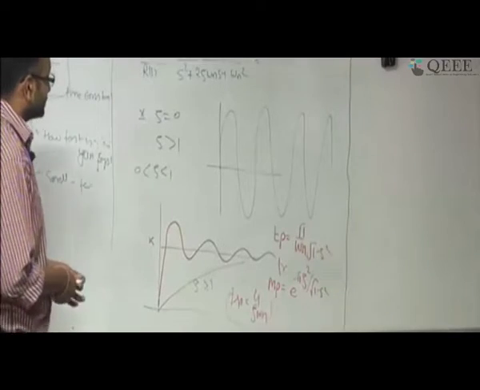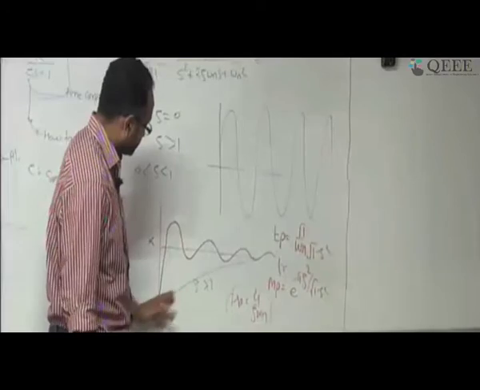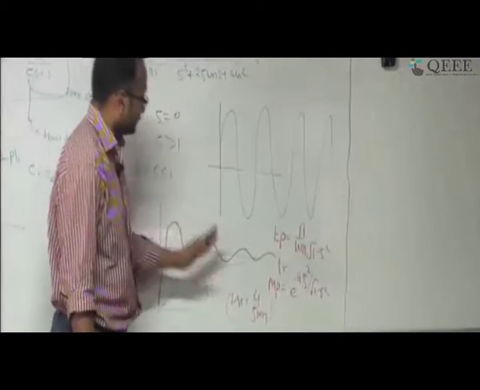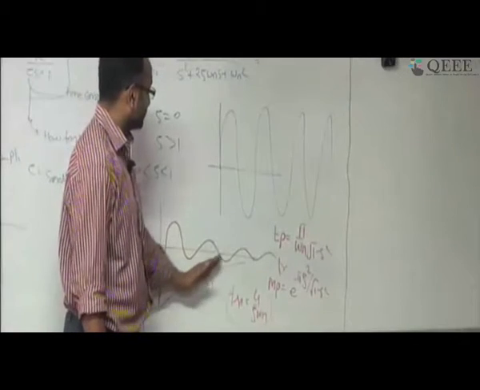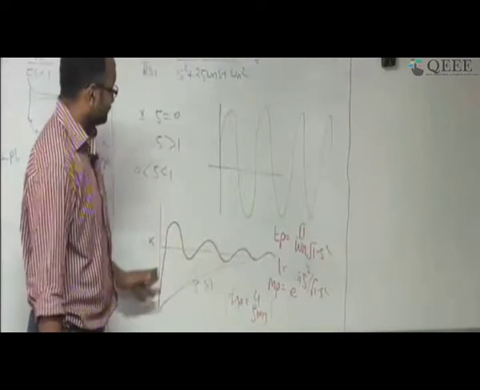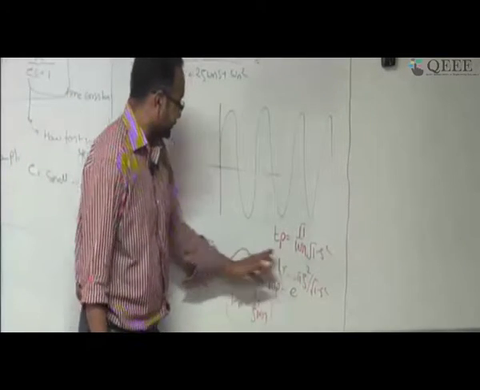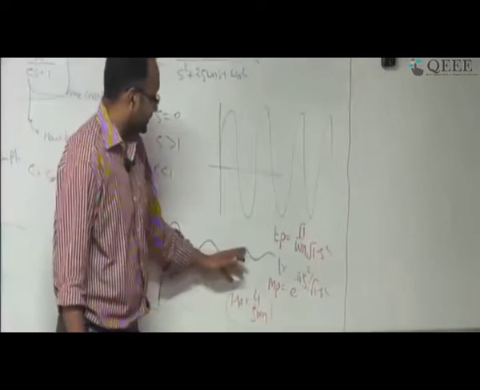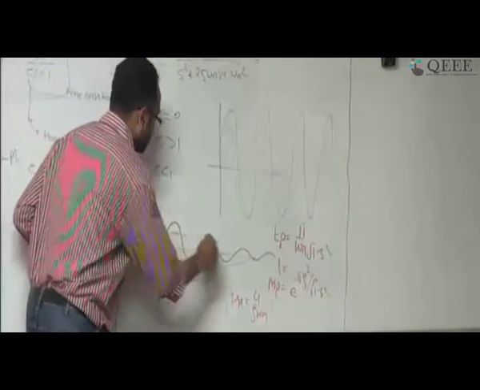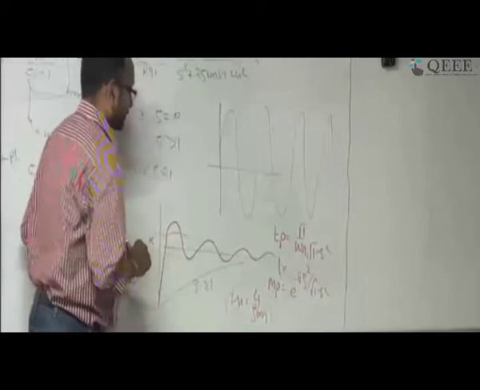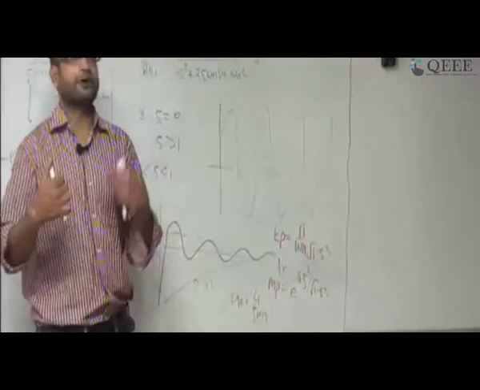One more aspect: why are we choosing zeta between 0 and 1? Zeta equal to 1 is a critically damped situation where the oscillation has just disappeared. If you take more than 1, it is an overdamped scenario, so it might take a lot of time to reach the final value. That's why we have defined a parameter called settling time. Settling time is defined as the time at which you reach some tolerance band, 2% or 5%. Once you reach the tolerance band, you will not come out.